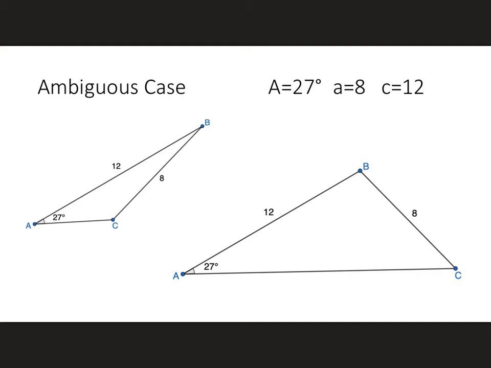So what we did before isn't wrong. It's just only half of the answer. It's one of the two ambiguous cases. Now we're going to figure out what the other triangle is.